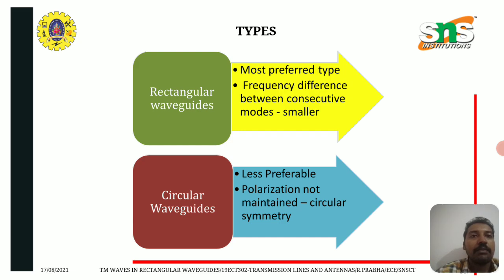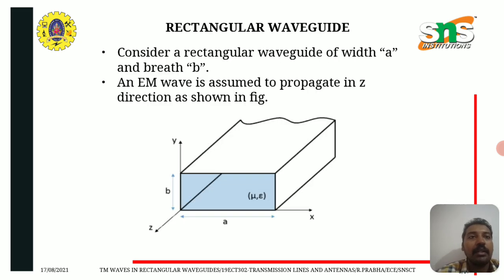The two types of waveguides are the rectangular waveguide and the circular waveguide. The rectangular waveguide is the mostly preferred type. In a circular waveguide, the frequency difference between consecutive modes is smaller, and it is less preferable because polarization is not maintained, owing to its circular symmetry. A rectangular waveguide.